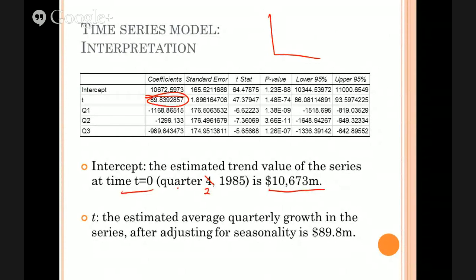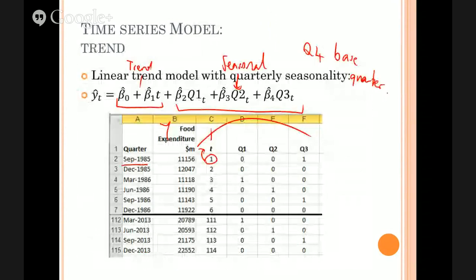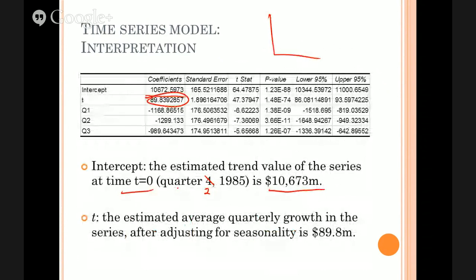The coefficient of t, well, that's the change in Y for a 1 unit change in X, as usual, but this X is a bit unusual. It's a time trend. It goes up by 1 unit each quarter. So this is essentially the model's prediction of the change in Y for going ahead 1 time period, 1 quarter. So it's the estimated average quarterly growth in the series after adjusting for seasonality, in other words, controlling for all the other X's. And that's $89.8 million.